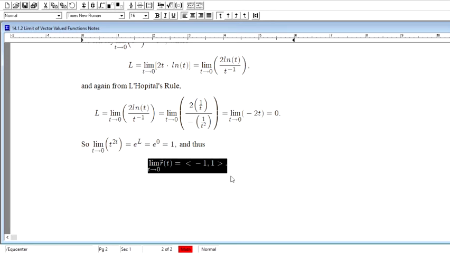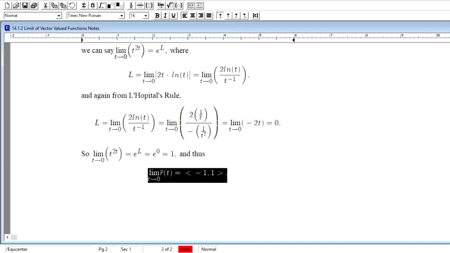So, folks, that is a quick example of applying limits to vector-valued functions. It's a rather intuitive process. There's no fancy rules there. The limit operator just distributes itself across the components. And the result of the limit for the vector-valued function is going to result from applying the limit to those components.